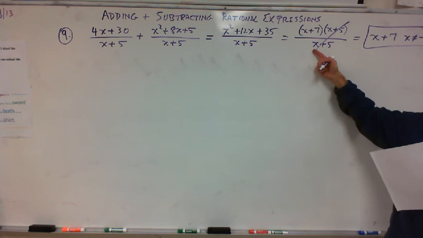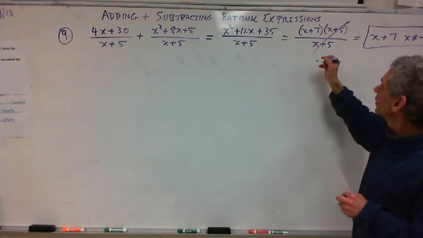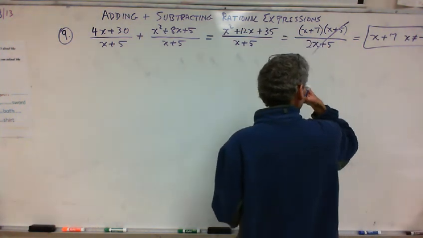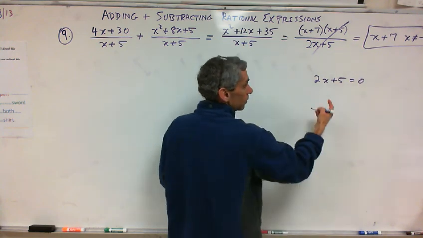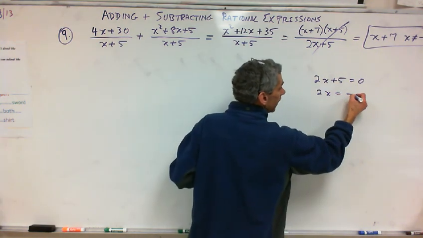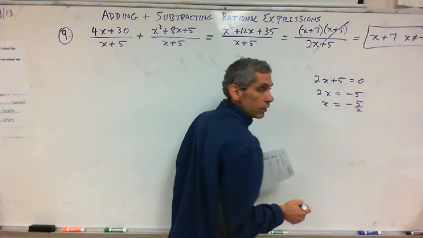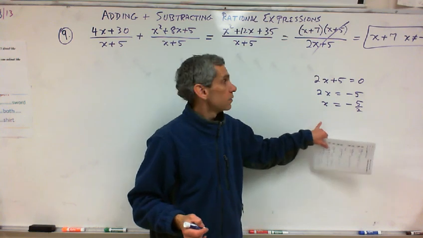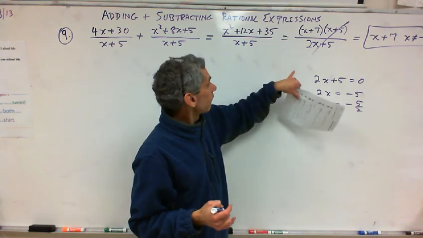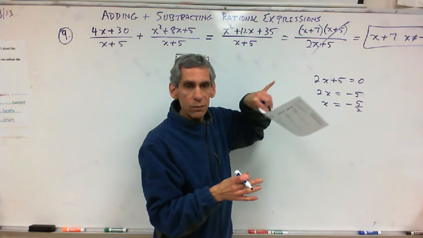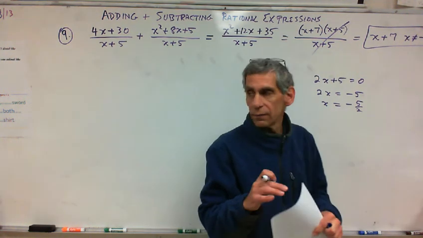The only thing is, what if it's 2x plus 5? Then it would be negative. If the denominator was 2x plus 5 and that equals 0, then 2x is equal to negative 5. Divide by 2, x is equal to negative 5 halves. So if they're just plain like that, x is negative 5, really easy. But if they're 2x plus 5, you just have to do a little extra work.